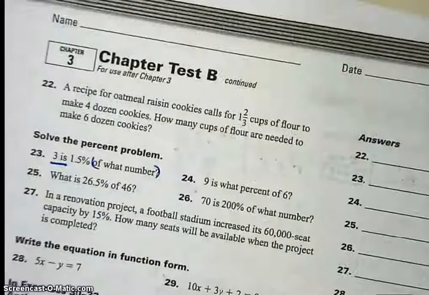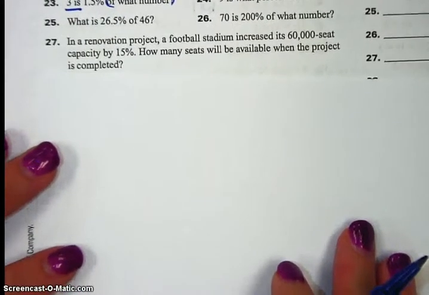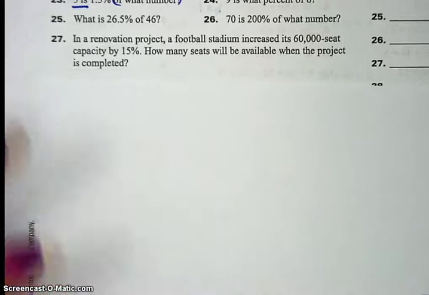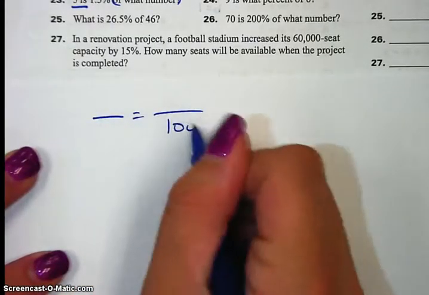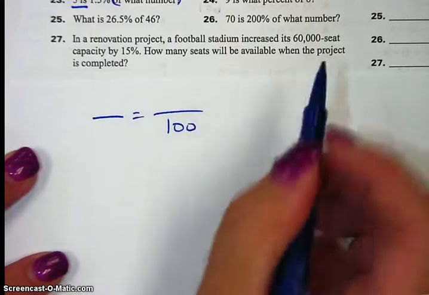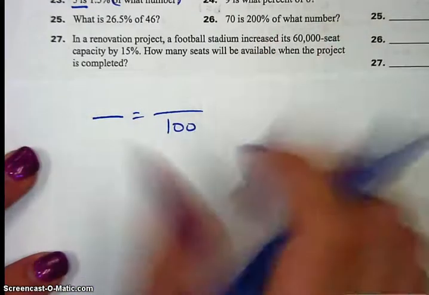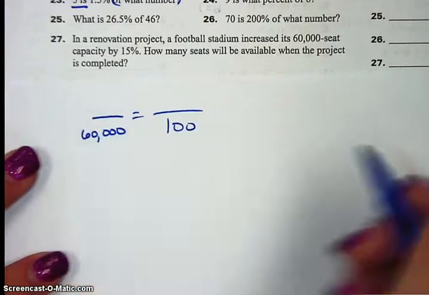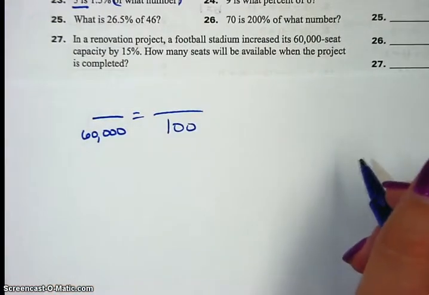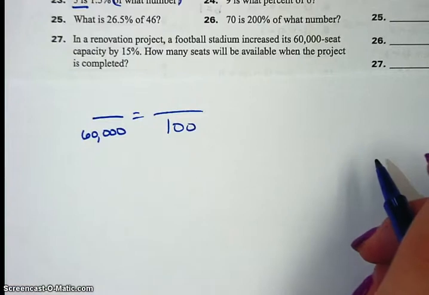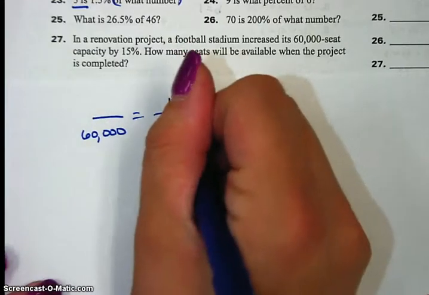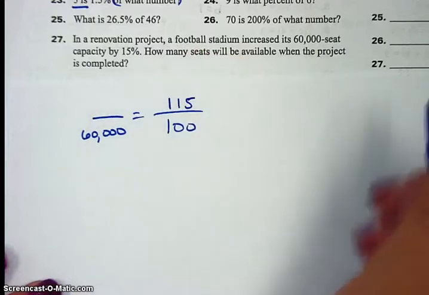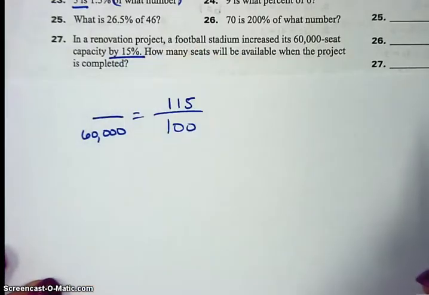All right, now we have another word problem, number 27. In a renovation project, a football stadium increased its 60,000 seat capacity by 15%. All right, we got a percent problem here. So, increased its 60,000 seat capacity. So, the 100 before, it was 60,000. That was our total. That's out of 100. That's our whole. We've increased it by 15%. So, 100% used to be 60,000. We're increasing our 100% by 15. So now this is going to be 115% because it said it increased by 15%.